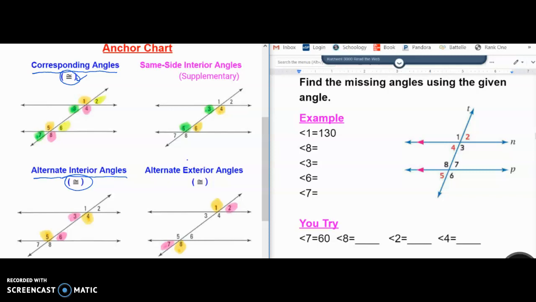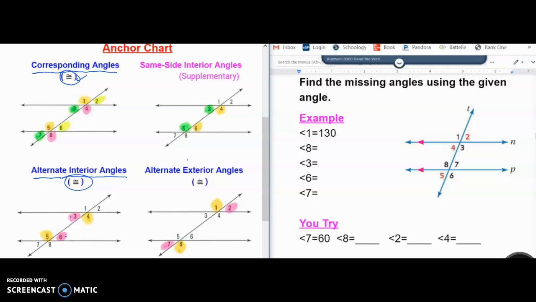For example, notice that angle 3 and angle 6 are colored in pink. That's because both of those are alternate interior. They are equal. So if angle 3 is 50 degrees, angle 6 will be 50. Notice that angle 4 and 5 are also alternate interior. So if angle 5 measures 100 degrees, angle 4 will also be 100 degrees.